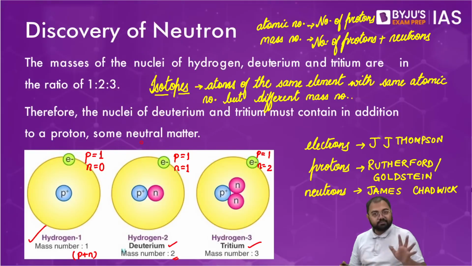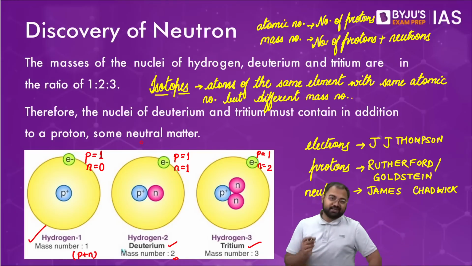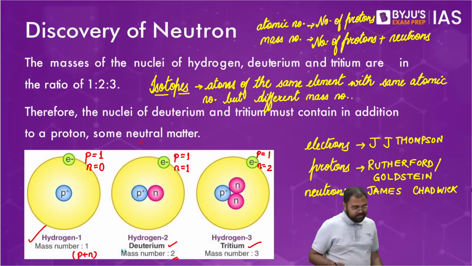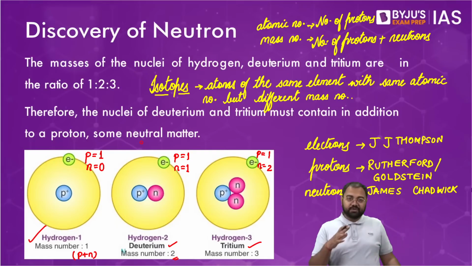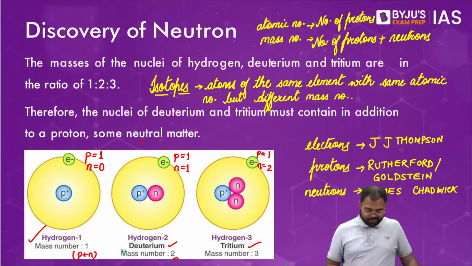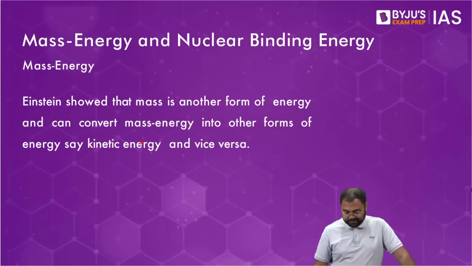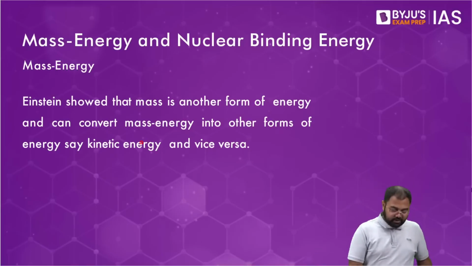So until now, this is what we know. To put things in just maybe 1 or 2 sentences, what we know is that we have an atom, and inside the atom you have a nucleus which has protons and neutrons, and this becomes the source of nuclear energy. How it becomes the source of nuclear energy is the next thing. So we have the concept of mass energy.